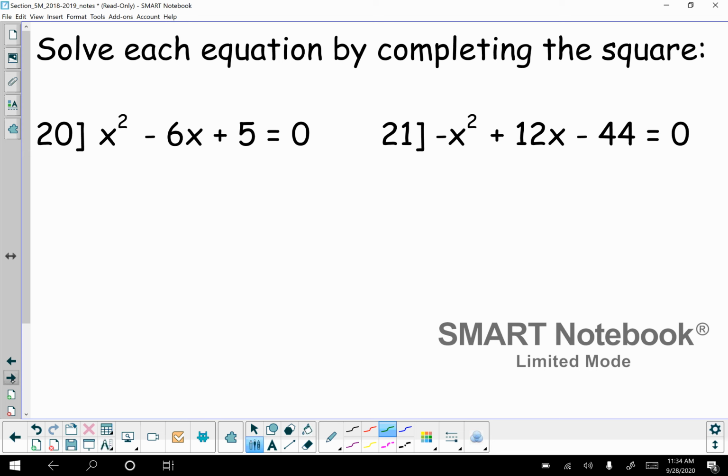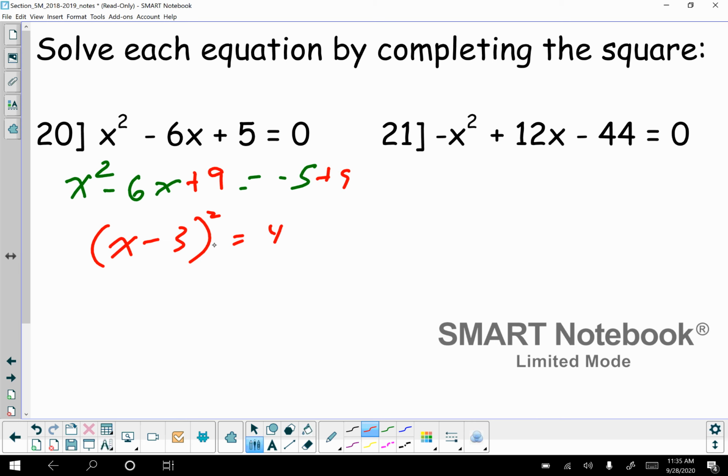Solve each equation by completing the square. Let's move the 5 over. Leave the space. Half of 6 is 3. Look at that, I left the sign the same, though. 3 squared is positive 9, so add 9, add 9.